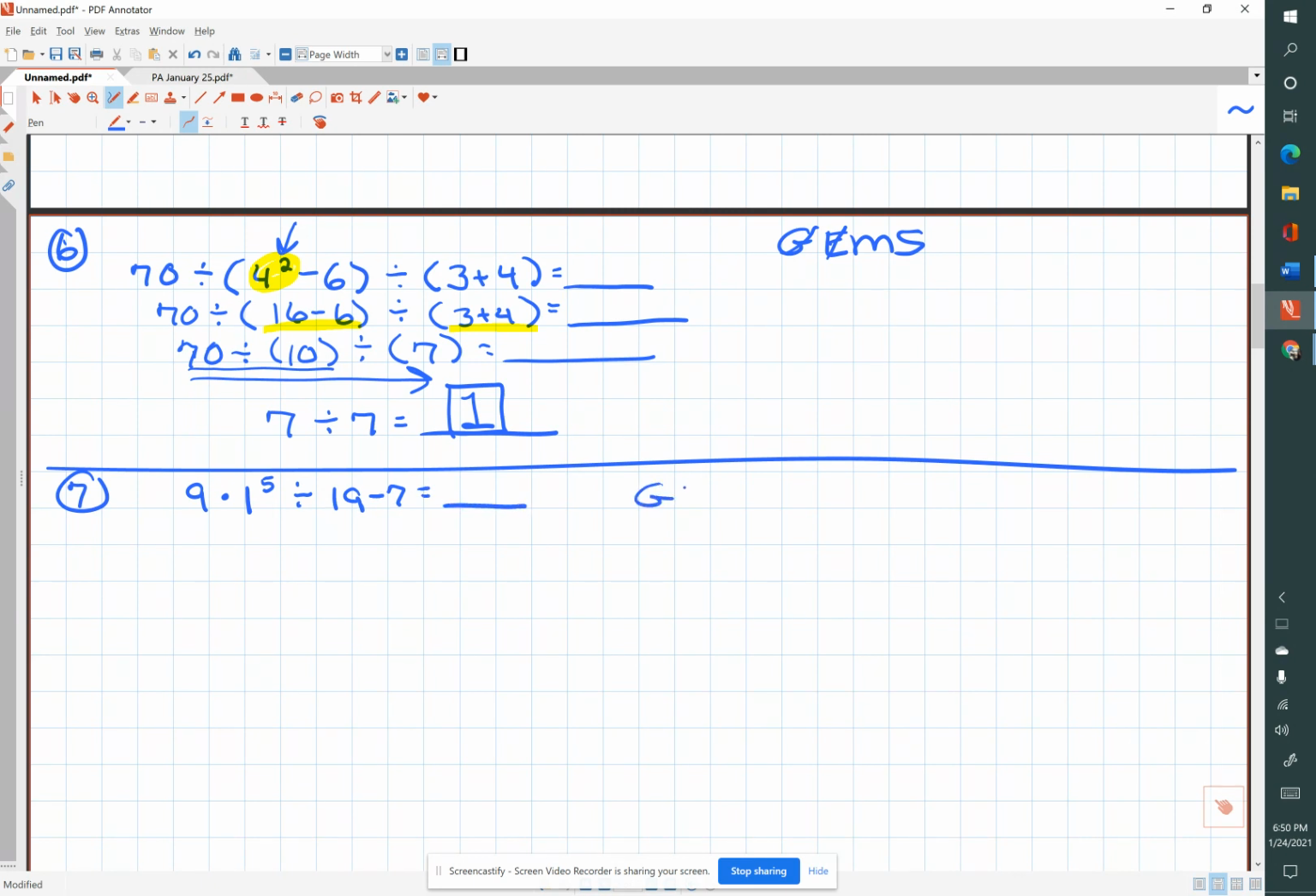So, grouping symbols, exponents and radicals, multiplication and division, subtraction and addition. I don't see grouping symbols, but I do see an exponent of 5. And what is 1 to the 5th? 1 to the 5th is 1 times 1 times 1 times 1 times 1, which equals 1. So we have 9 times 1 divided by 19 minus 7.